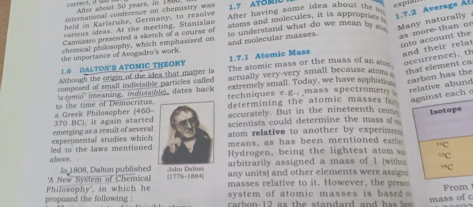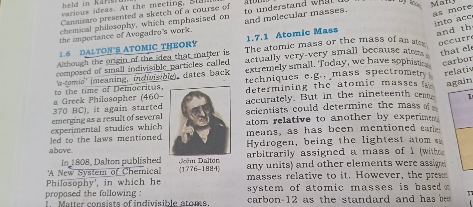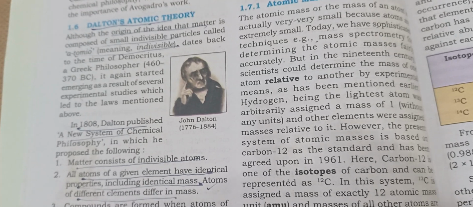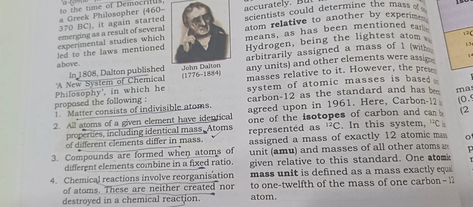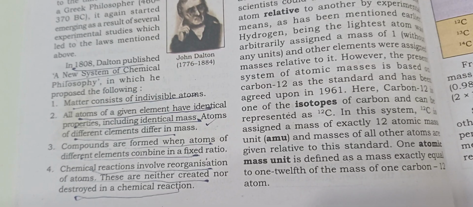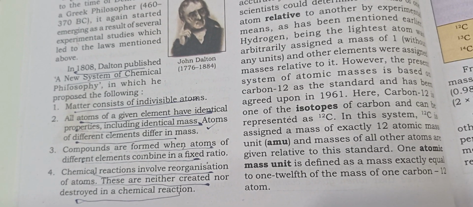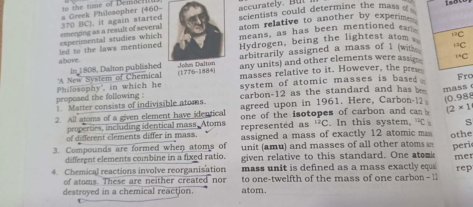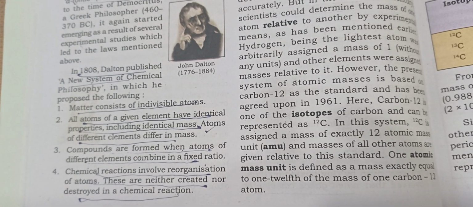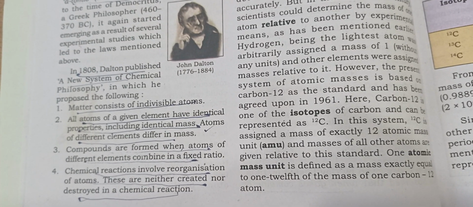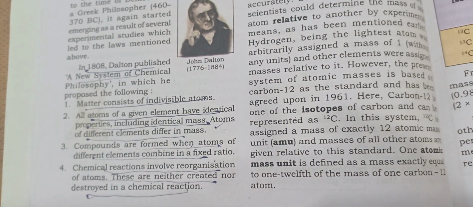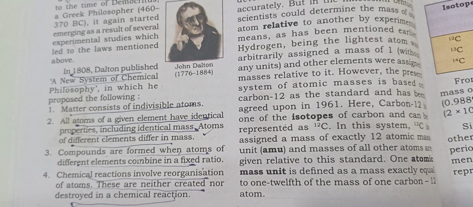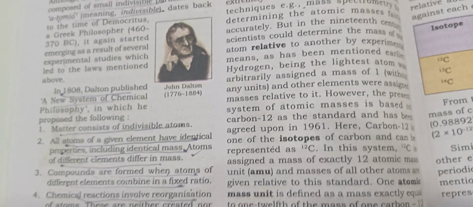In Dalton's atomic theory, atomos means indivisible. Matter consists of indivisible atoms. All atoms of a given element have identical properties, including identical mass. Atoms of different elements differ in mass, right? Compounds are formed when atoms of different elements combine in a fixed ratio. Chemical reactions involve reorganization of atoms, which are neither created nor destroyed in a chemical reaction.